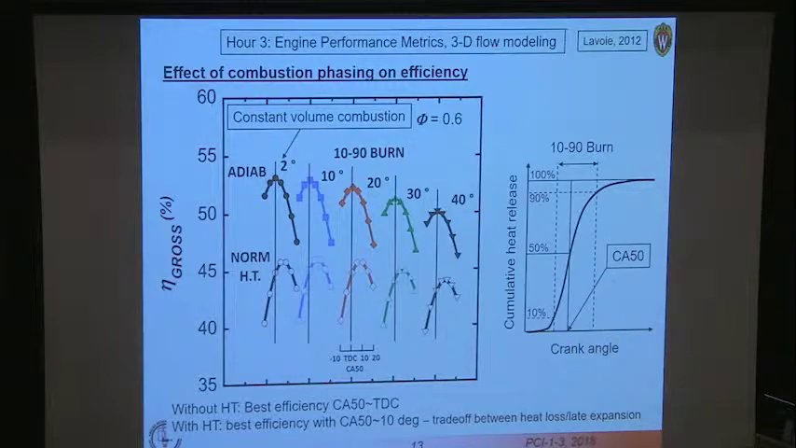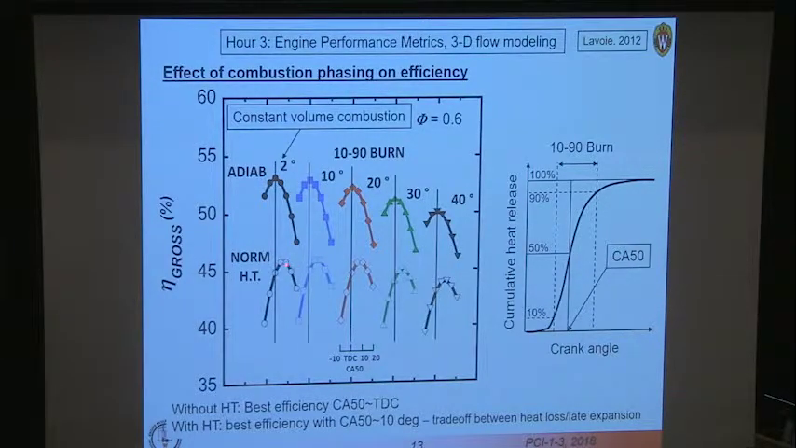Now, if you have the heat transfer turned on, you see the huge change. You're going from close to 54 whatever percent here down to 46%. So the heat transfer is really penalizing your efficiencies. Also, notice that the peak in these gross efficiency plots here occurs after top dead center. And that's because you have now a trade-off between heat loss and late expansion. If you expand too late, you again lose efficiency, but you've had less time for heat transfer.